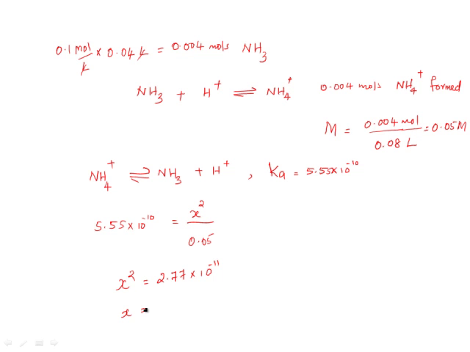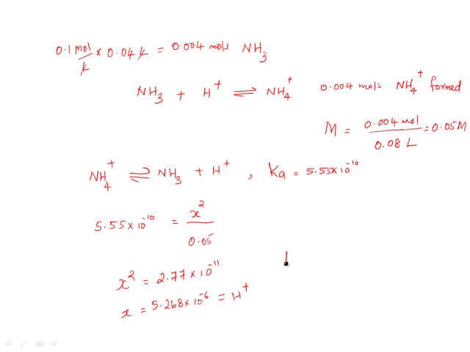Where is that? Let me write it. 5.268 into 10 to the power negative 6. That is the value of x, right? So x represents H plus in our expression. So this is the same as H plus. If you take the negative log of that number, we should get the pH.